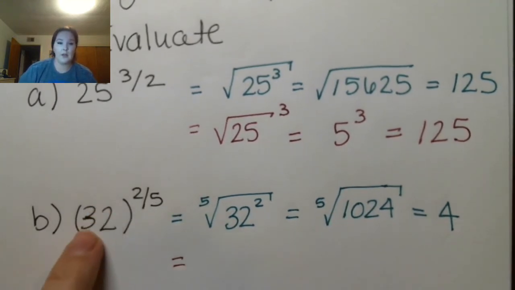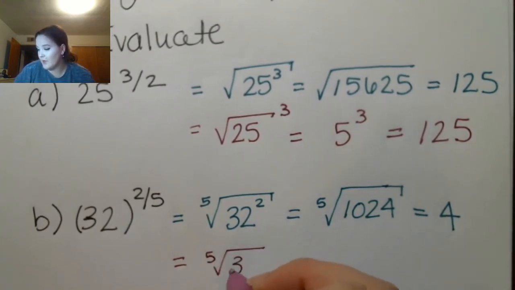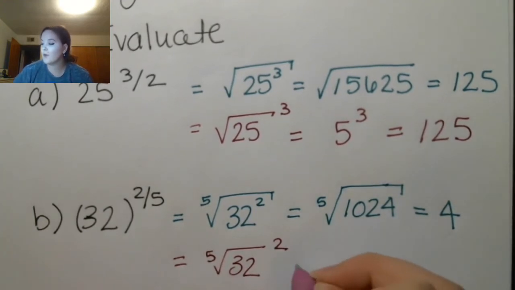Now, here, I'm going to think about this as the fifth root of 32 and then square it. So the fifth root of 32 is 2.